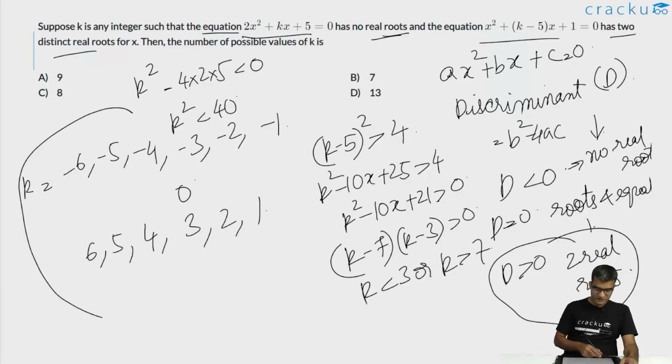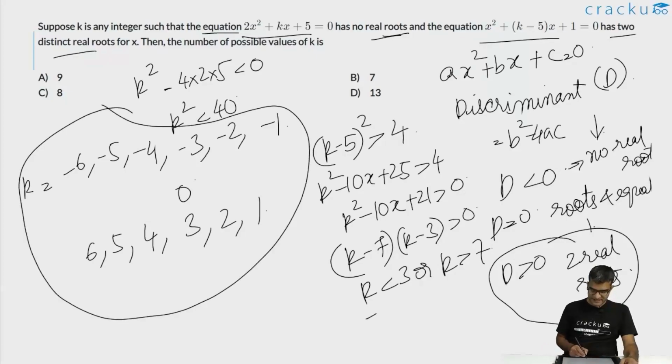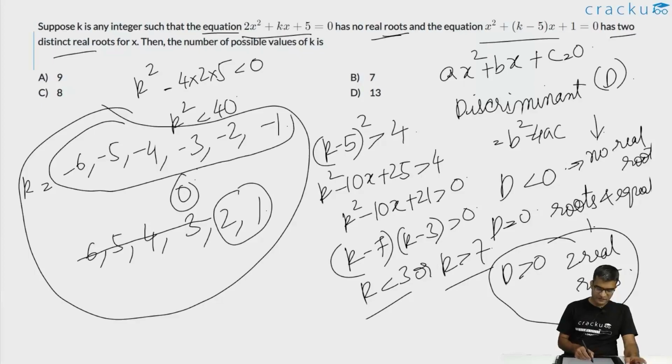Which of these values satisfies k either being less than 3 or k being greater than 7? These four values don't satisfy it, because they lie between 3 and 7. The values which satisfy it are 1, 2, 0 and −6, −5, −4, −3, −2 and −1. So the total number of such values is 6 plus 1 plus 2, which is 9. That is option A.